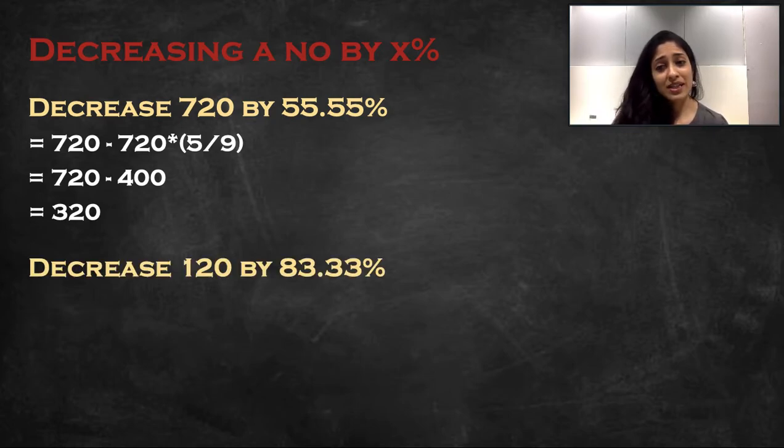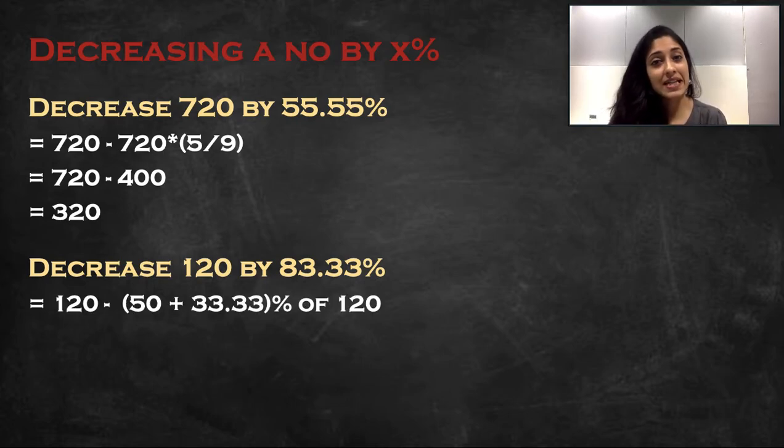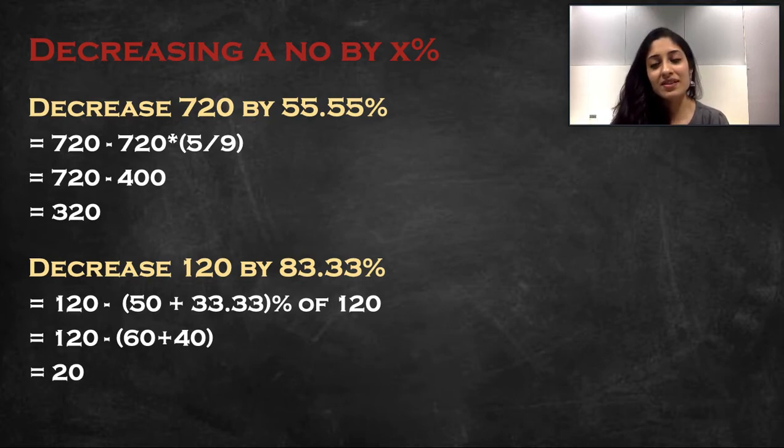How to calculate a decrease in 120 by 83.33%. Now if I divide 83.33 into two parts, 50 and 33.33, we know 50% is 1/2 of a number and 33.33% is 1/3 of a number. So using this, I can easily get my answer as 20.